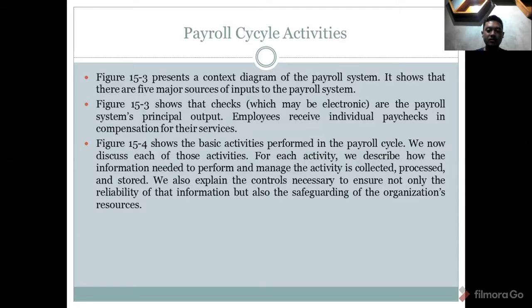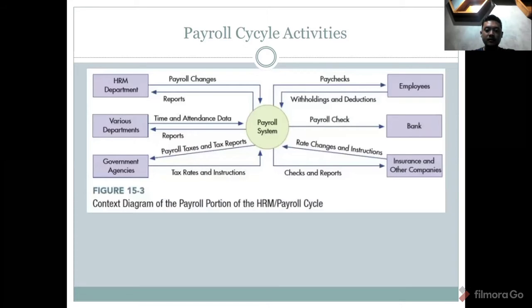Figure 50.4 shows the basic activities performed in the payroll cycle. We now discuss each of these activities. For each activity, we describe how the information needed to perform and manage the activity is collected, processed, and stored. We also explain the controls necessary to ensure not only the reliability of the information, but also the safeguarding of the organization's resources. This is the context diagram of the payroll portion of the human resource management or payroll cycle.